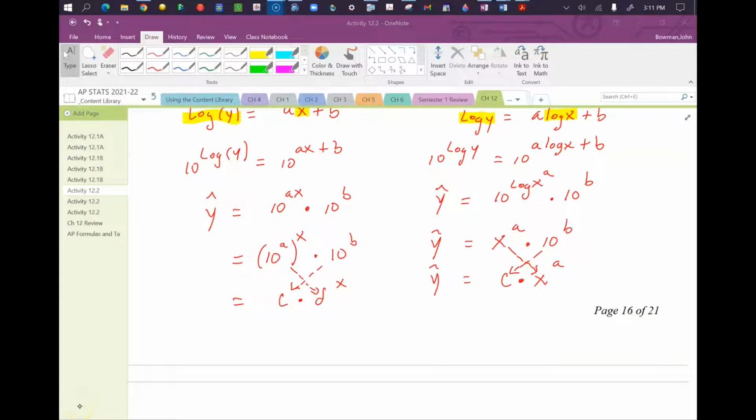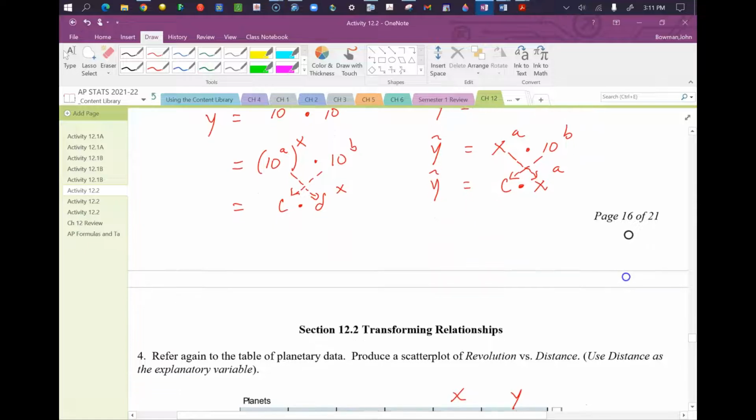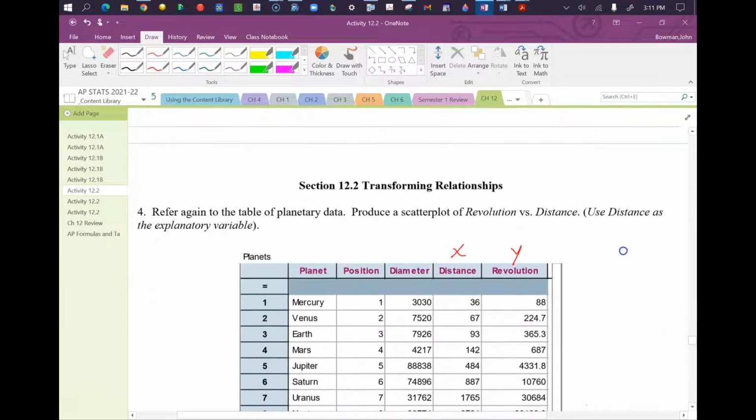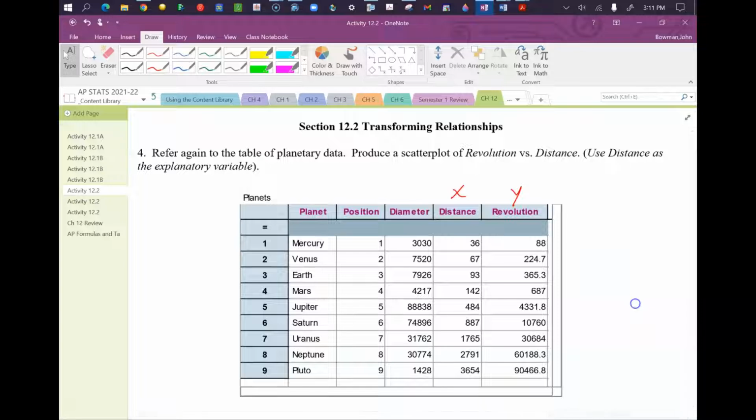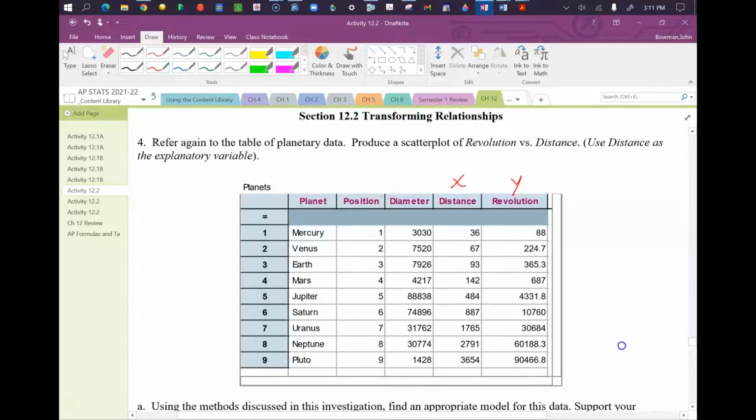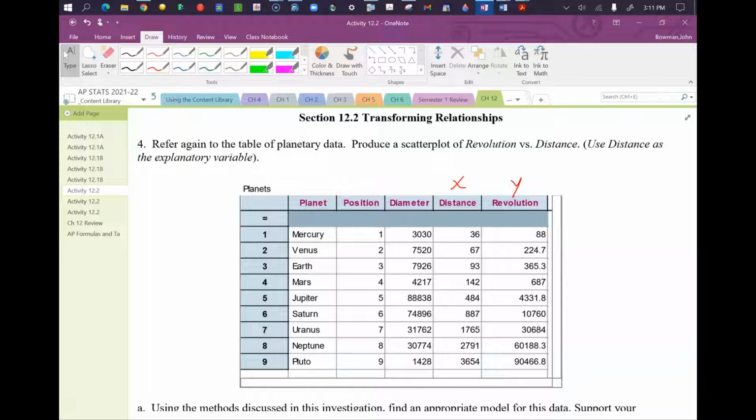So if you want to pause the video and give that a try, here's an example of some data using distance for x and the revolution time for the planets to go around the sun for y. Try and linearize that data using the approaches that we came up with, and then unpause the video and look at the solutions.